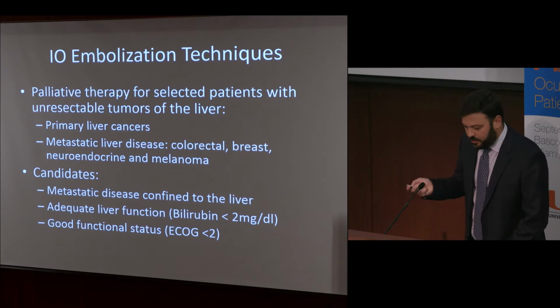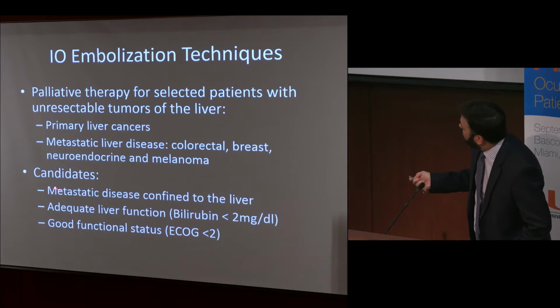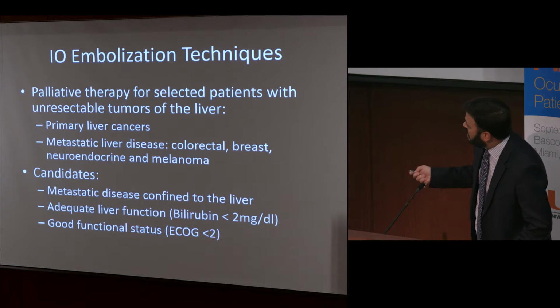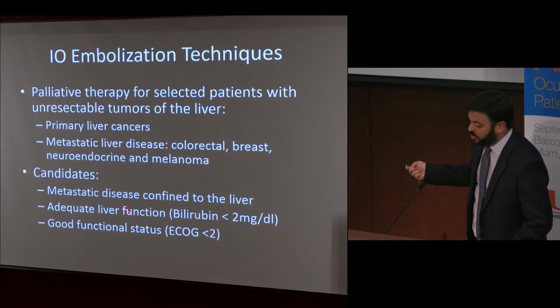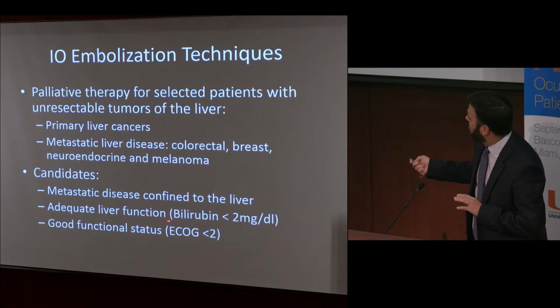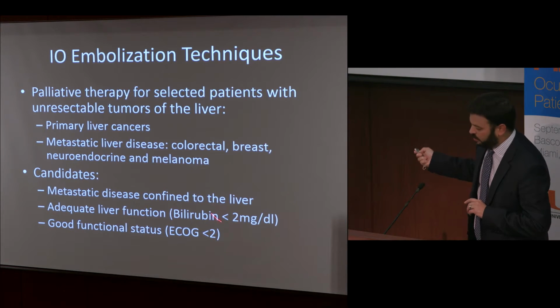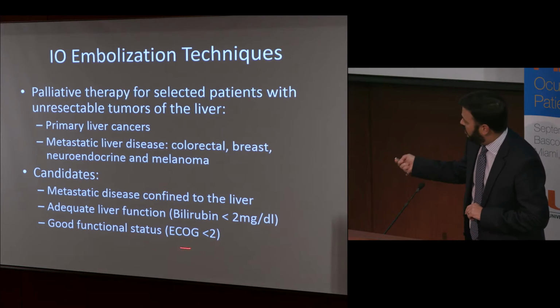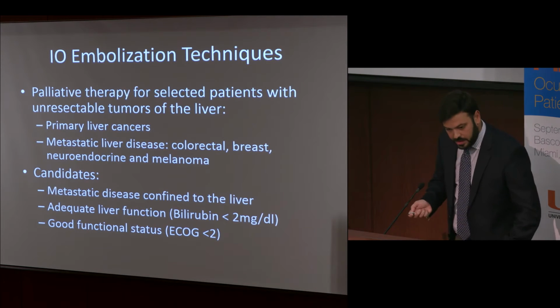So who are the candidates for these procedures? Those with metastatic disease confined to the liver. They have to have adequate liver function. As you will see, some of the treatment involves blocking the arterial flow to the liver, so that's why this is very important. And usually we look at that by looking at your bilirubin level. Okay, and it's very important that the patient has a good functional status.